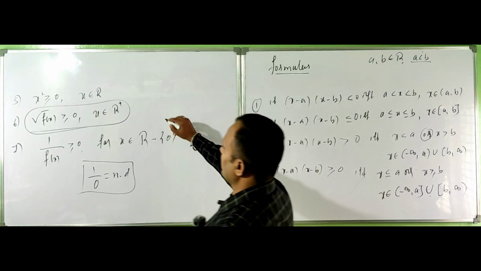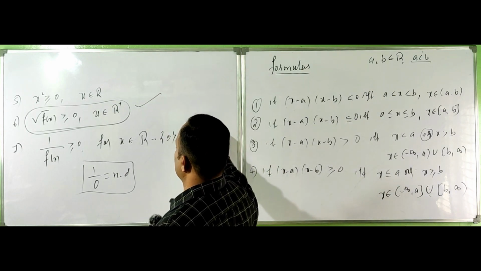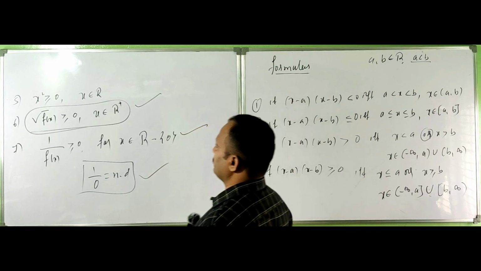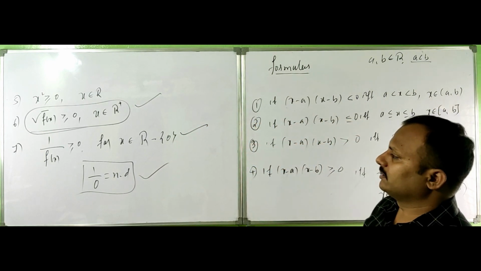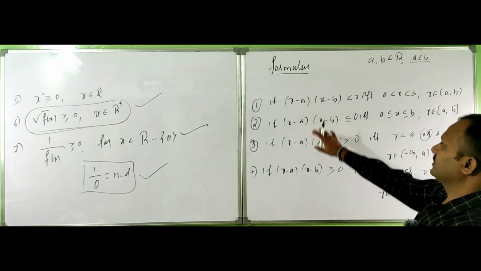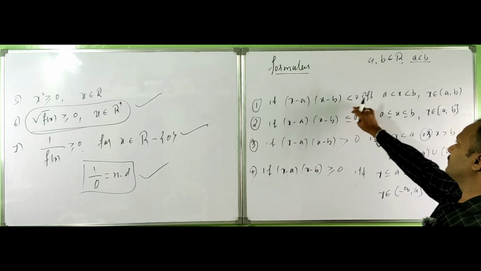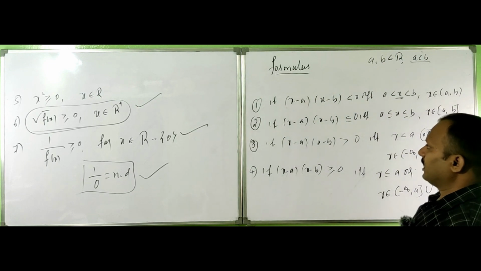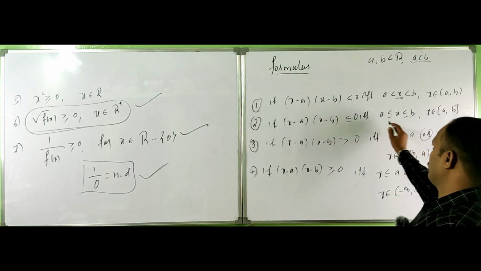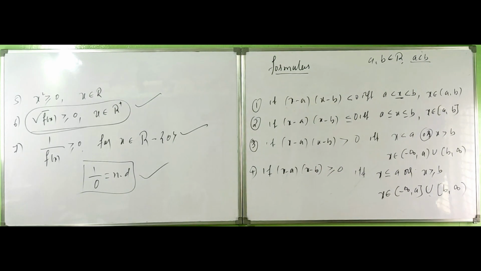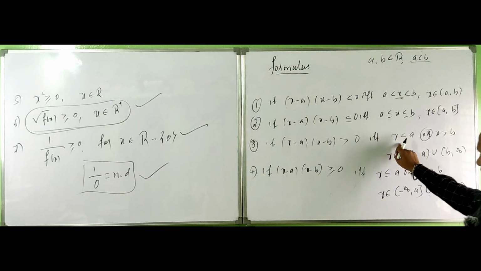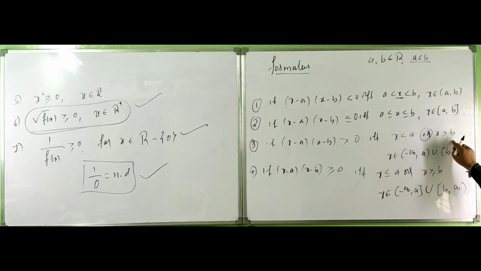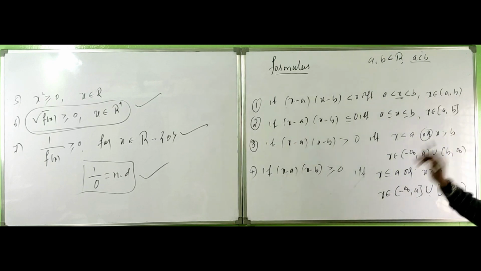They have not given it in the book, but by solving the questions, these are very important concepts, right? (x minus a)(x minus b) is less than 0 if x is in between a and b. Again, (x minus a)(x minus b) is less than or equal to 0 if x is between a and b, and greater than 0 if x is less than a or x is greater than b. Similarly for this one also.